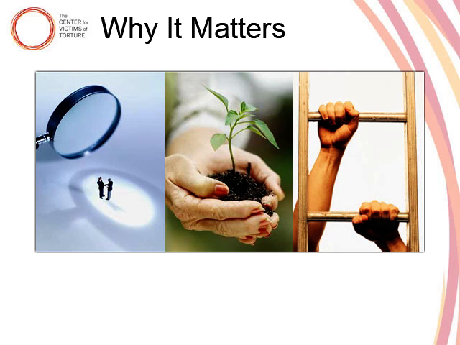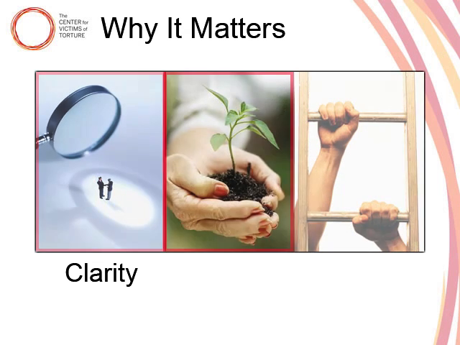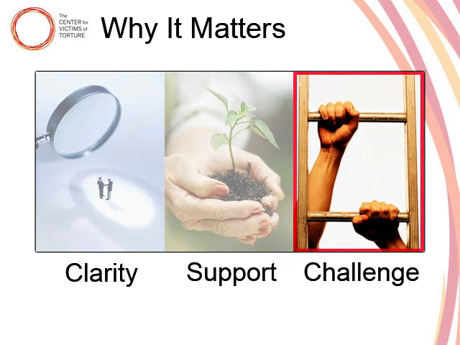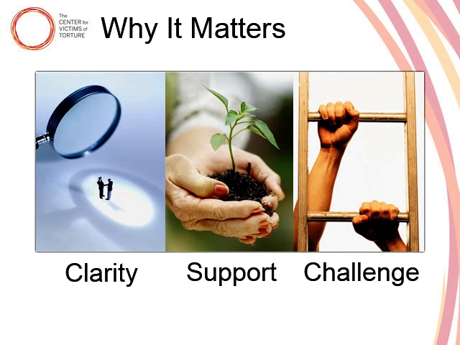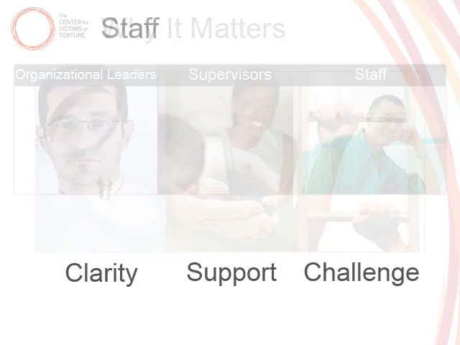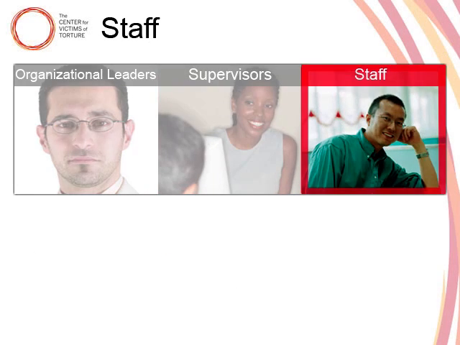This process can affect the 3 work climate dimensions of clarity, support, and challenge for all 3 groups. Let us look at how that works. For staff, a clear and consistent process is part of an effective supervisor-employee relationship and helps address key employee concerns.